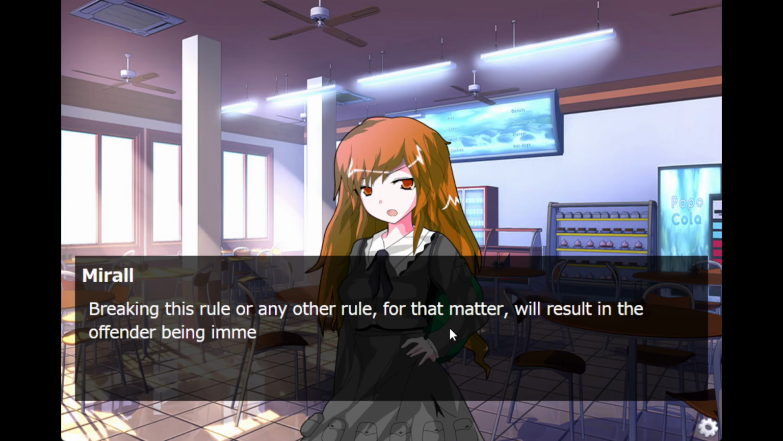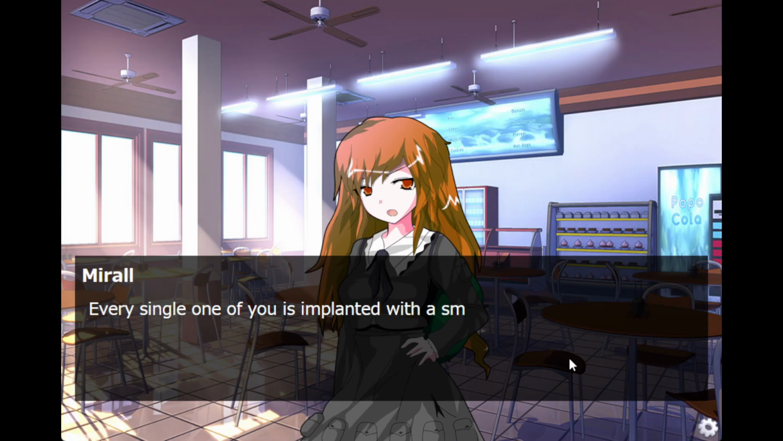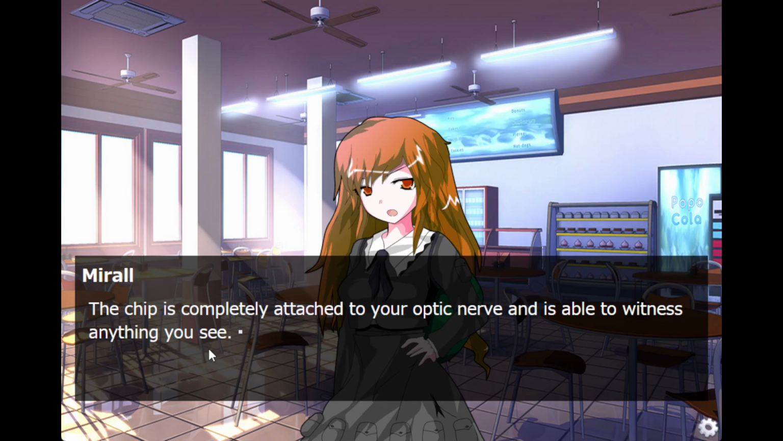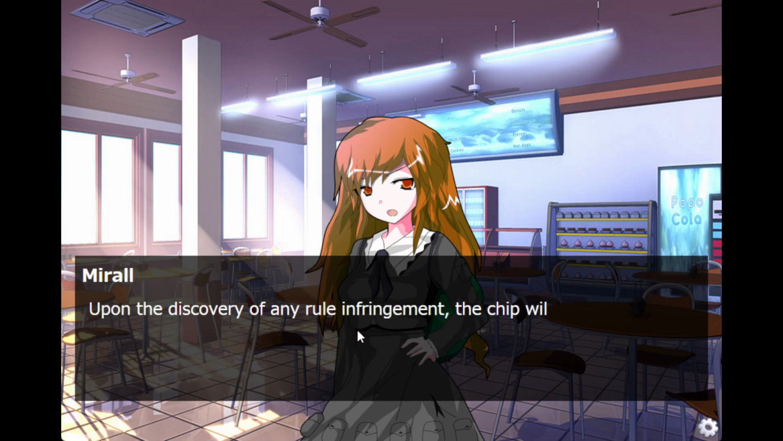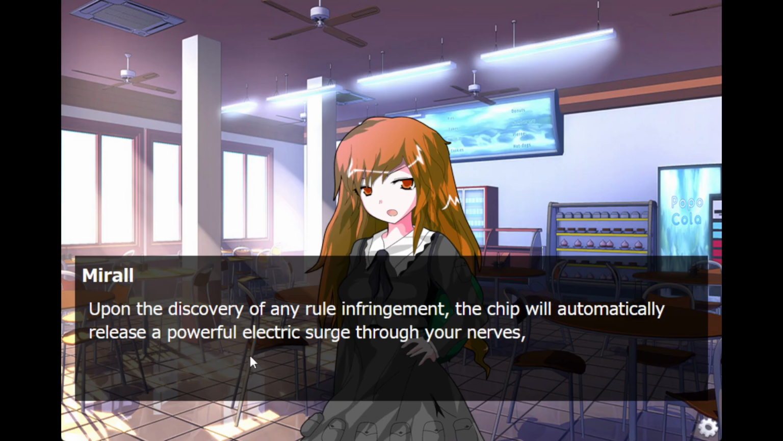Breaking this rule, or any other rule for that matter, will result in the offender being immediately killed. Every single one of you is implanted with a small chip in your brain. The chip is completely attached to your optic nerve and is able to witness anything you see. Upon the discovery of any rule infringement, the chip will automatically release a powerful electric surge to your nerve, destroying your brain and immediately killing you.